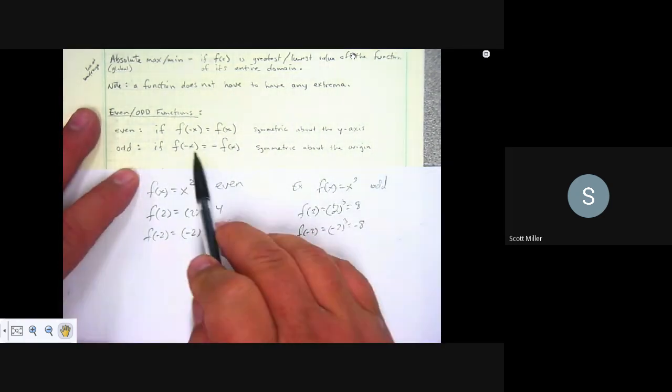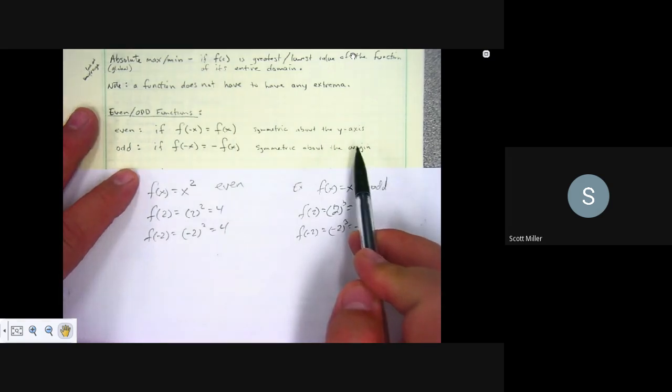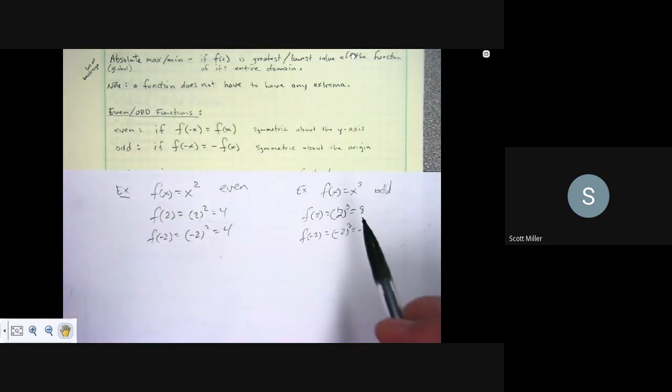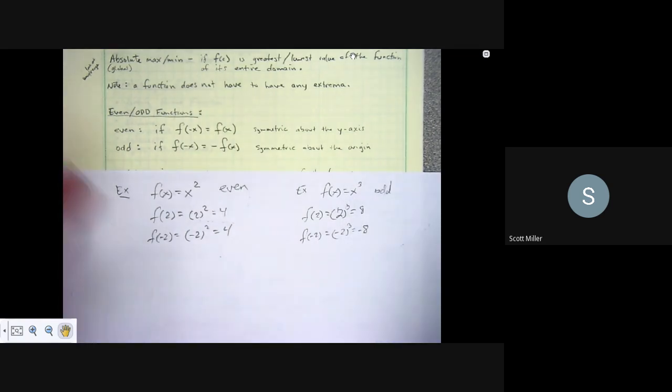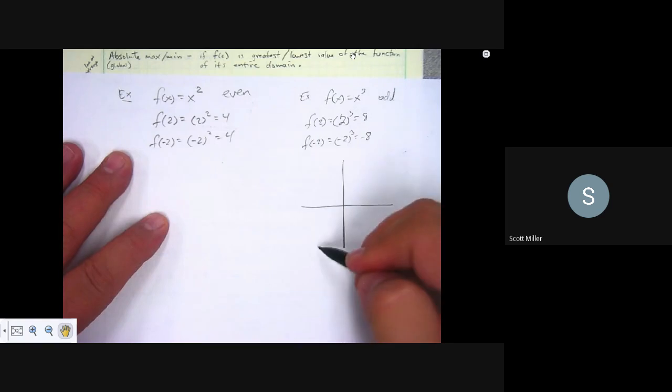What about graphically, what happens here? This is symmetric about the origin. So what does that mean? This is like rotational symmetry, if you think back to geometry. So in other words, if I draw a graph, and I'll show you an odd graph real quick. Here's x to the third. It looks something like this.